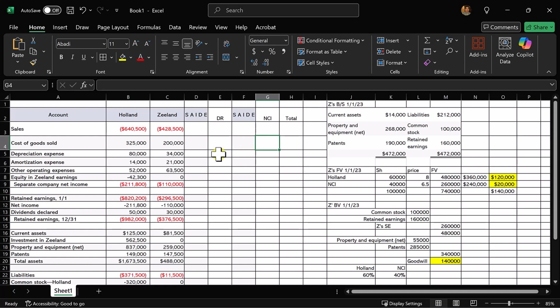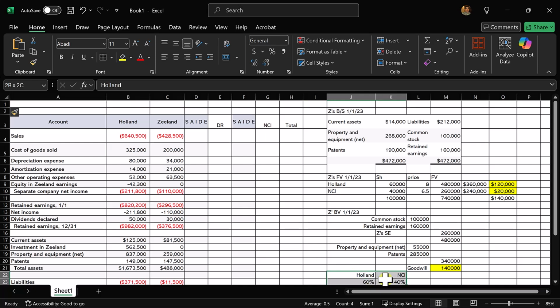So I set up all these columns. Before I navigate through this spreadsheet, let me move these percentages to the top row over here. So let me insert another row, and I can move this without spoiling my formulas. Not copying, but moving. Okay, so Holland owns 60% of Zealand, and the non-controlling interest owns 40% of Zealand.